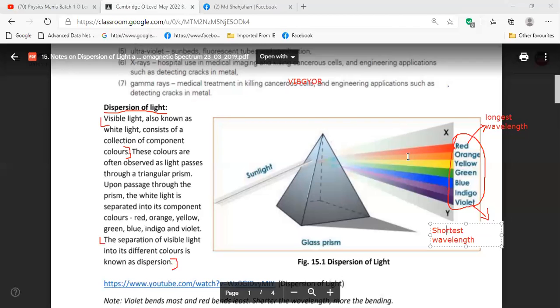So they are drawing the diagram in a way. You see, you draw a simpler way. I'm showing you how to draw simpler. You draw this way.